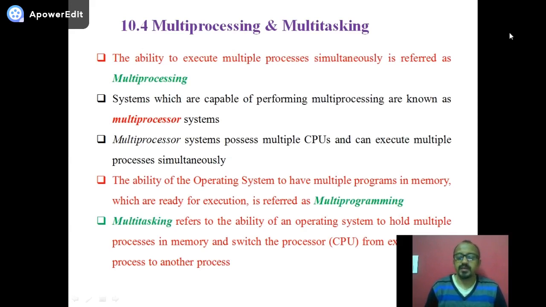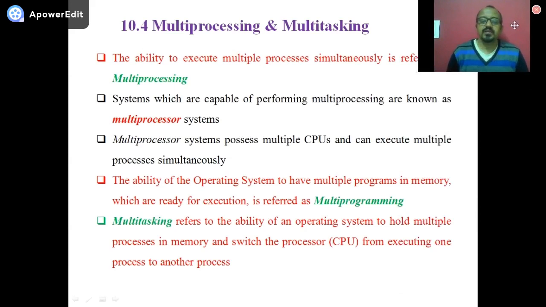As you know, a process can acquire a few states: ready, running, blocked. That was explained in the previous video. So the ability of the operating system to have multiple programs in memory which are ready for execution is referred to as multiprogramming. And what is multitasking? It refers to the ability of the operating system to hold multiple processes in memory and switch the processor from executing one process to another process. So multiprocessing is the capability of the processor, and multiprogramming and multitasking are abilities of the operating system.